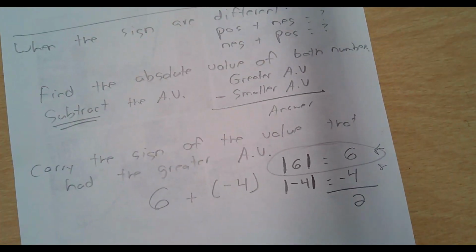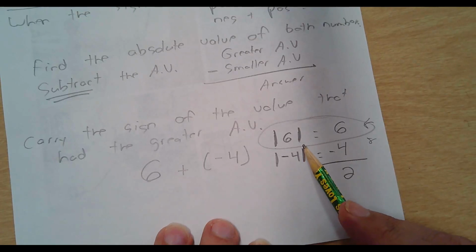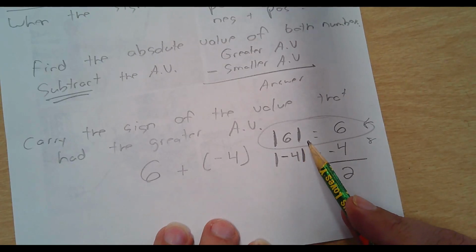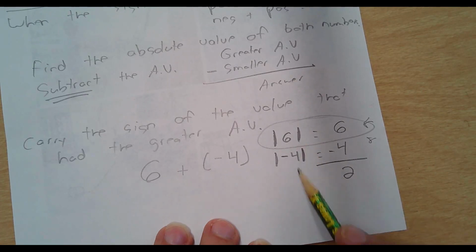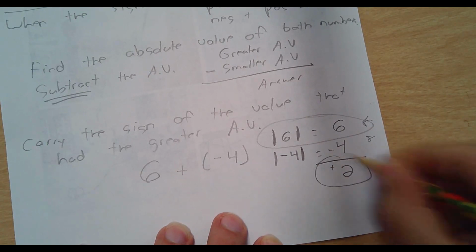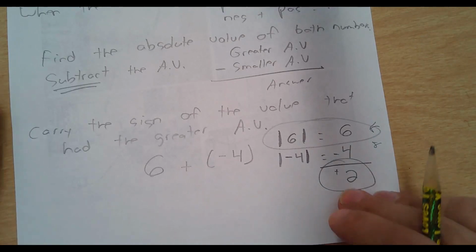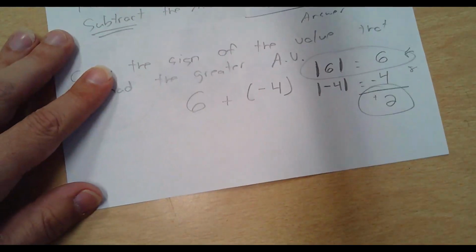So my question to us is, this 6 here, was this the positive value or the negative value? Positive. It was the positive value. This was the negative value. That means my final answer will be positive. Right, because the greater absolute value was 6. The 6 was positive. That's the symbol I carry over to my final answer. So I'm going to do one more.